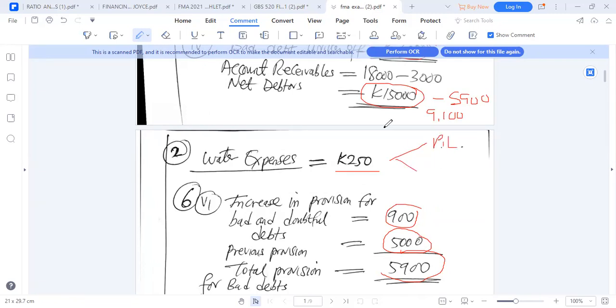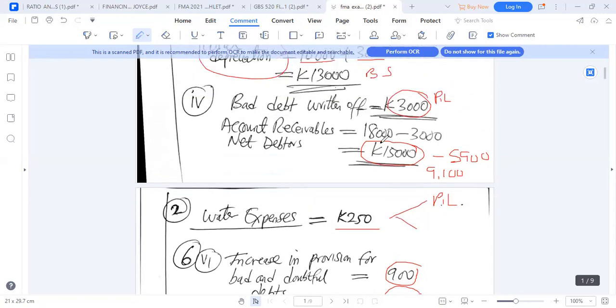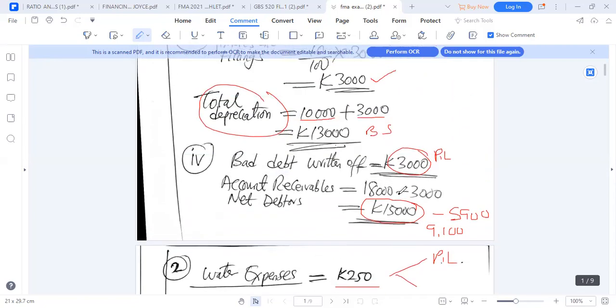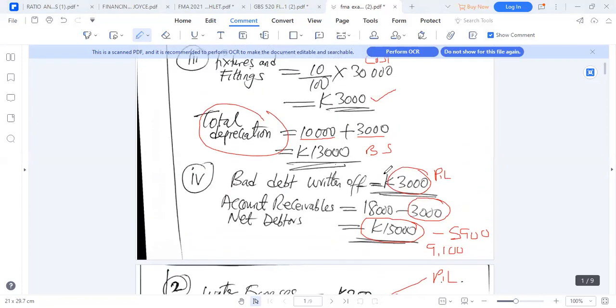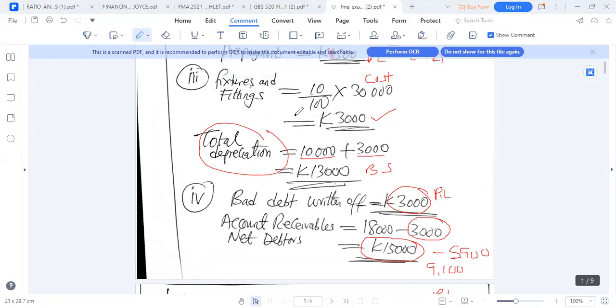And also, Mr. Collins, where's the 3,000 kwacha coming from on account receivables? This 3,000, the adjustment. Oh, the bad debt written off. Okay. Yes. Have I lost anyone so far before I proceed?